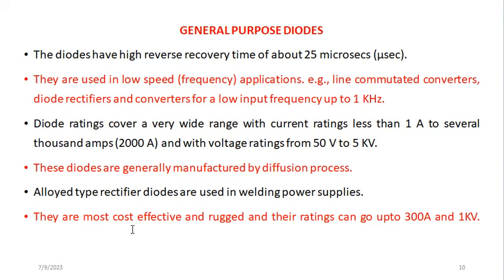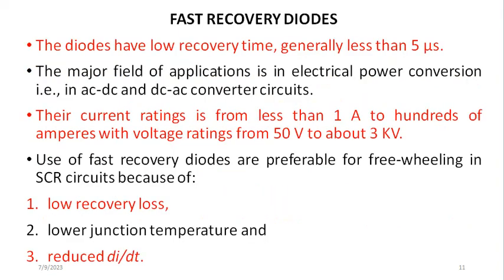And of course, this type of diode is the most cost effective. They are not expensive, and they are very rugged. For them to be damaged is a big trouble. Their rating, for the ones made using the alloying method, is up to 300 amperes, and they can conduct up to 1000 volts, or 1 kilovolt.